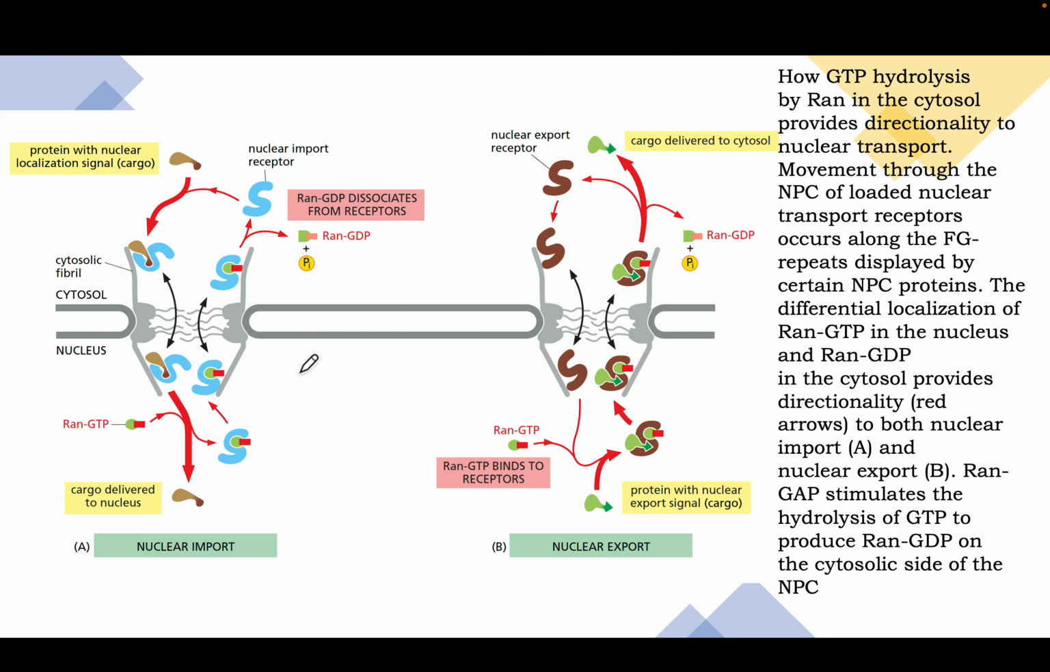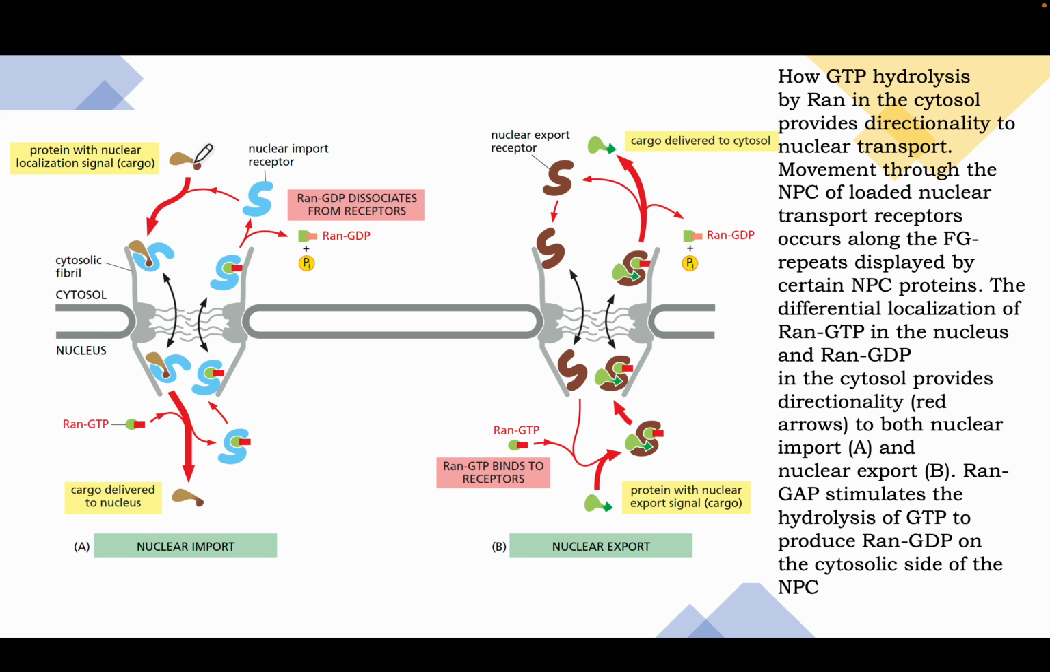What is happening is that movement through the nuclear pore complex of loaded nuclear transport receptors occurs along the FG repeats displayed by certain NPC proteins. The differential localization of RAN GTP in the nucleus and RAN GDP in the cytosol provides directionality to both nuclear export and import.